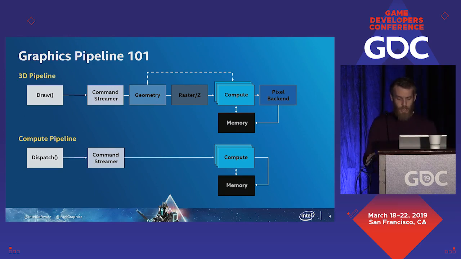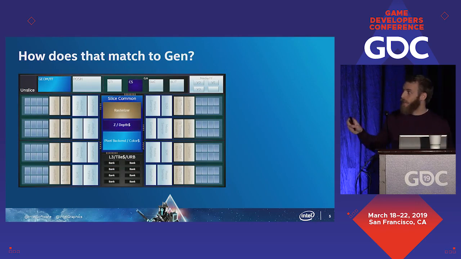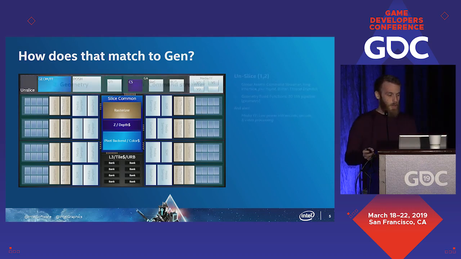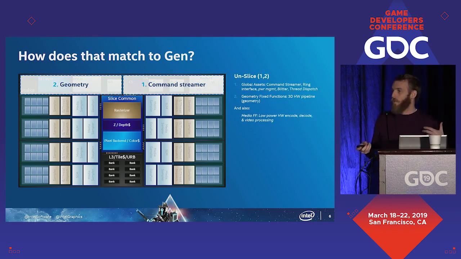Now, how does that map to Gen11? Well, this is a block diagram of what Gen11 looks like. And at the very top level here, you have a block called the unslice. And on the unslice, you have the two first blocks that I mentioned, which are the command streamer and the geometry fixed function. To be more accurate, the command streamer is part of a bigger block called the global assets that handles every single communication with what is external to the GPU. So it has stuff such as the ring buffer, the power management, a blitter, the thread dispatch, etc.